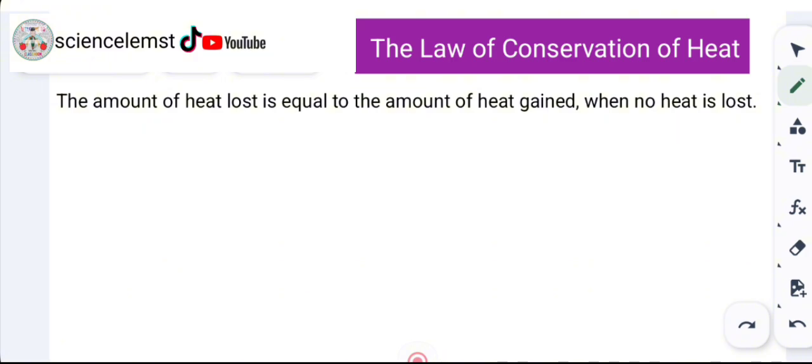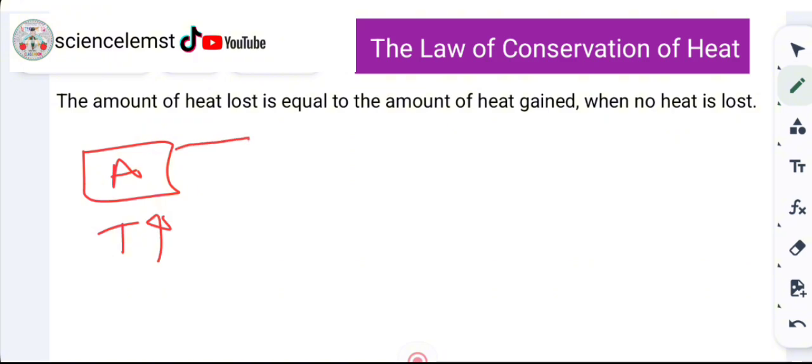So the law of conservation of heat basically looks at two objects that are brought into contact with each other. These two objects are obviously at different temperatures. So we want to understand what is going to happen when these two objects are brought into contact with each other. If I have object A at a higher temperature, and I bring it into contact with object B, which is at a lower temperature, there is going to be movement of heat between the two objects.